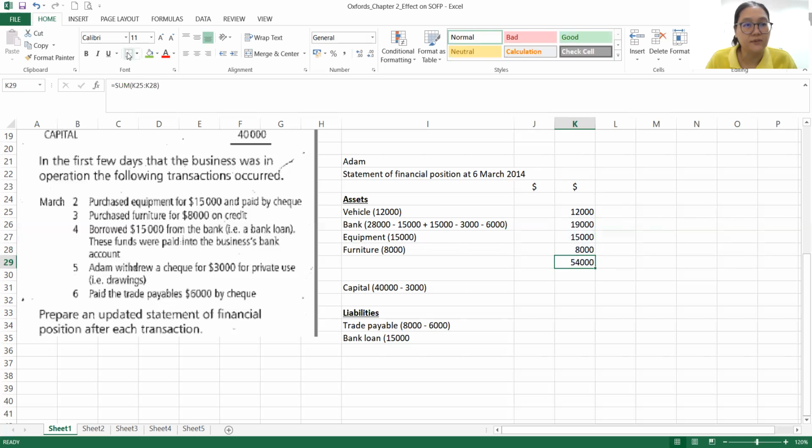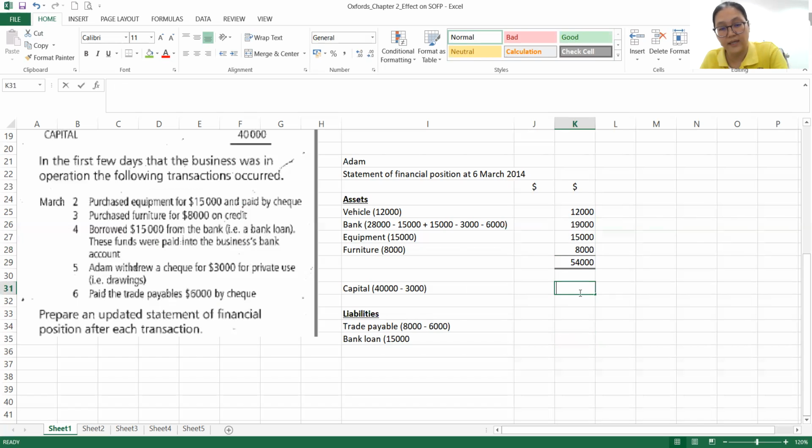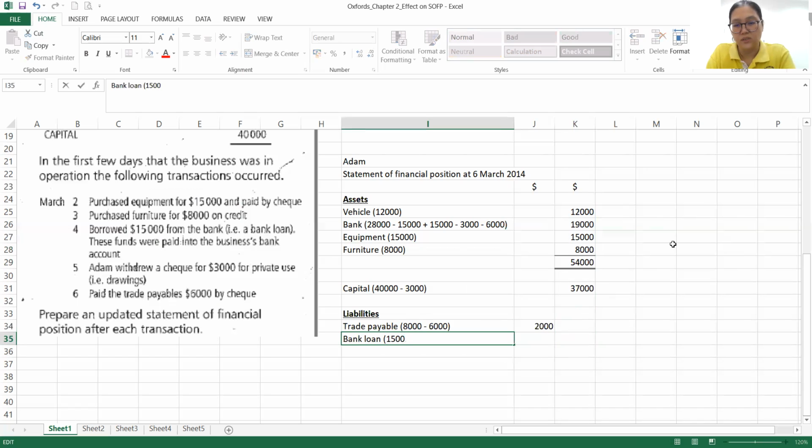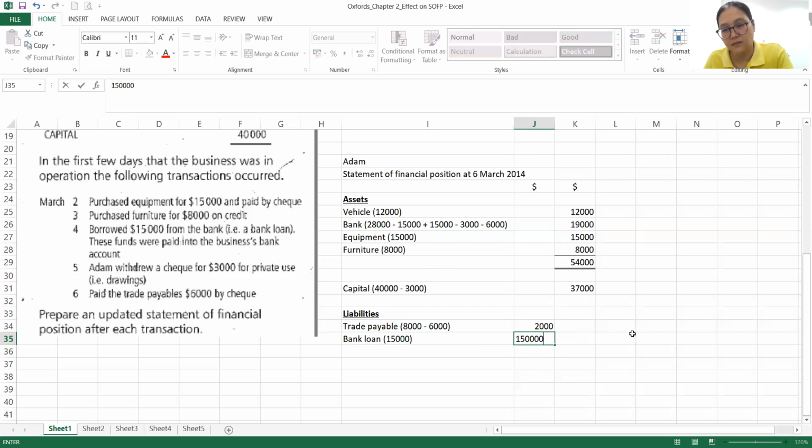So this is 54,000. We want to check whether we are correct or wrong. Later we can check. So 40,000 minus 3,000, and then here we are left with 2,000 because 8,000 minus... And this one is only one item, which is 15,000, the bank loan. So we take these two and add them up.